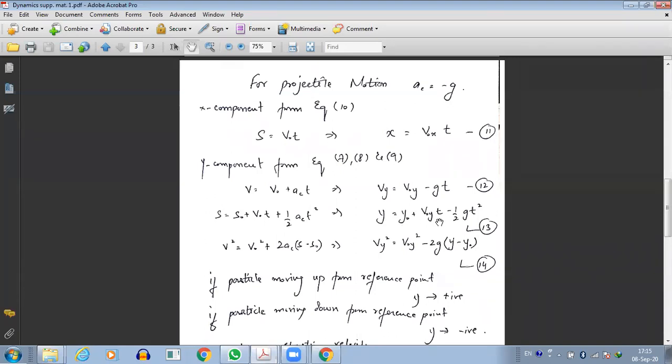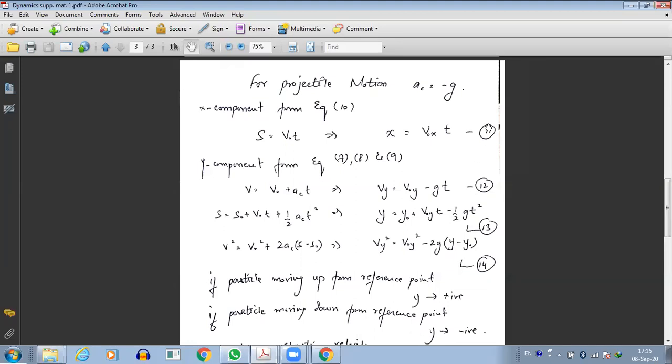Plus v naught y t minus half g t square. So that will be equation 13. Now let's talk about equation number 14: v square equals v naught square plus 2a(s minus s naught). So how would it be in the projectile motion? It will be vy square equals v naught y square minus 2g(y minus y naught). That will be equation number 14.